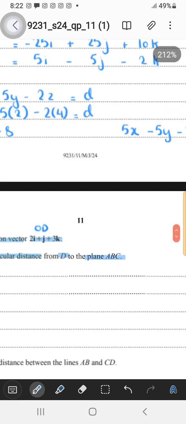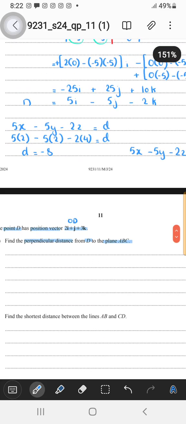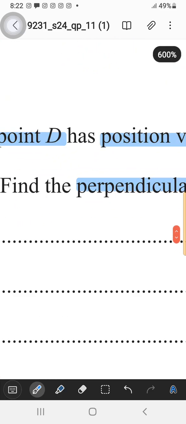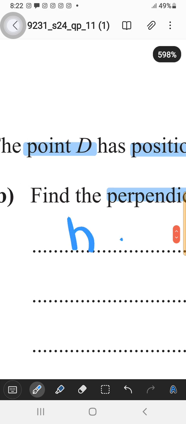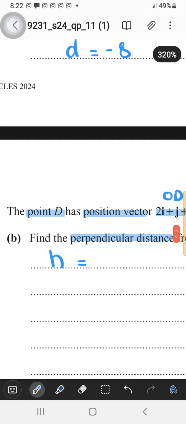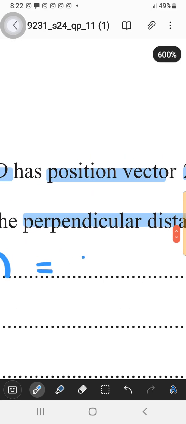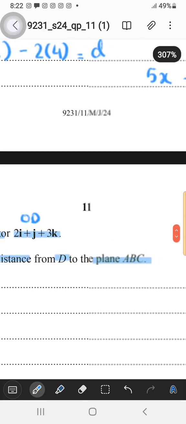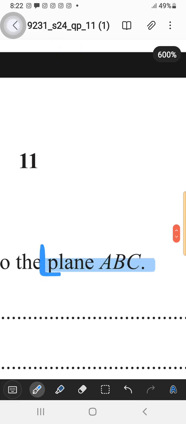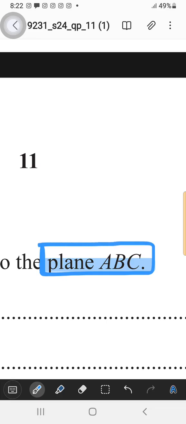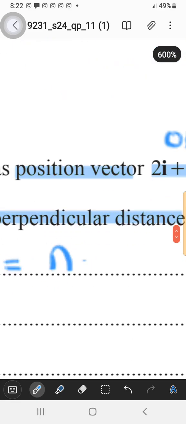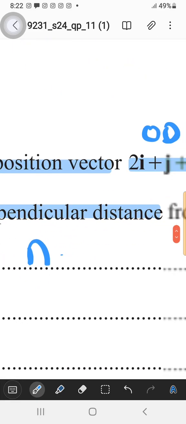We have a formula. If you are done with the lecture, I hope you know the formula. So we have the formula that perpendicular distance, I am representing perpendicular distance as h. Okay, and now I am writing normal of this plane, get dot product with OD.